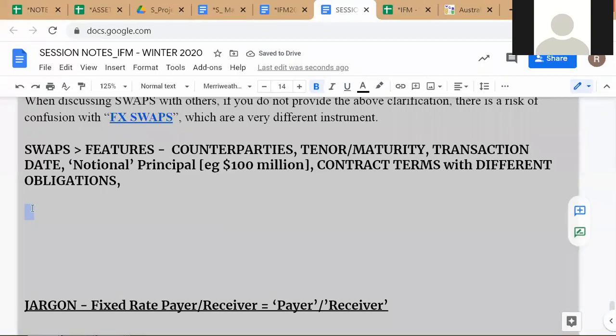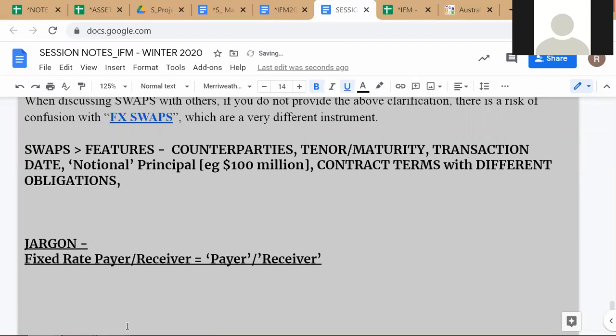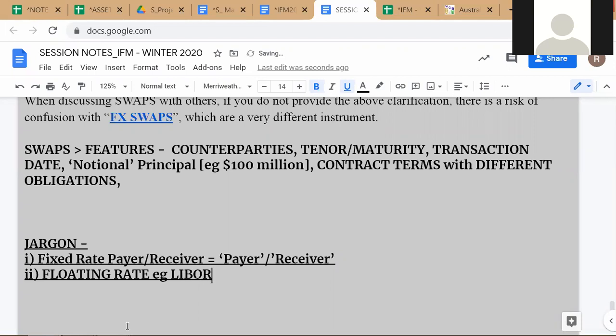Right. So here, let's look at the contract terms with different obligations under that. We'll just take it under jargon itself. That's one. And let me say floating rate, example LIBOR.